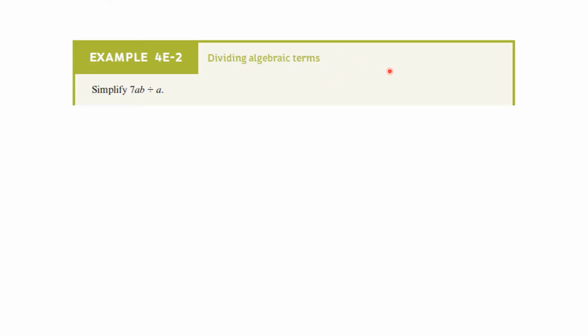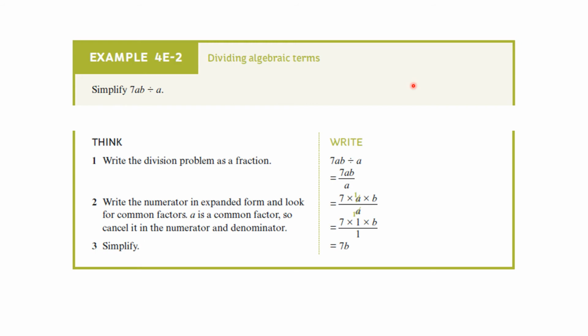Okay, let's have a look at an example that doesn't look like a fraction, I should say. So we're still going to follow the same process. We're going to rewrite this question as a fraction first. We split it up in expanded form by putting in our multiplication signs, and then we look for any common factors. So we know the a's can cancel out. Again, we get the same thing here, 1 over 1, and then simplify all of that. We're left with just 7b.